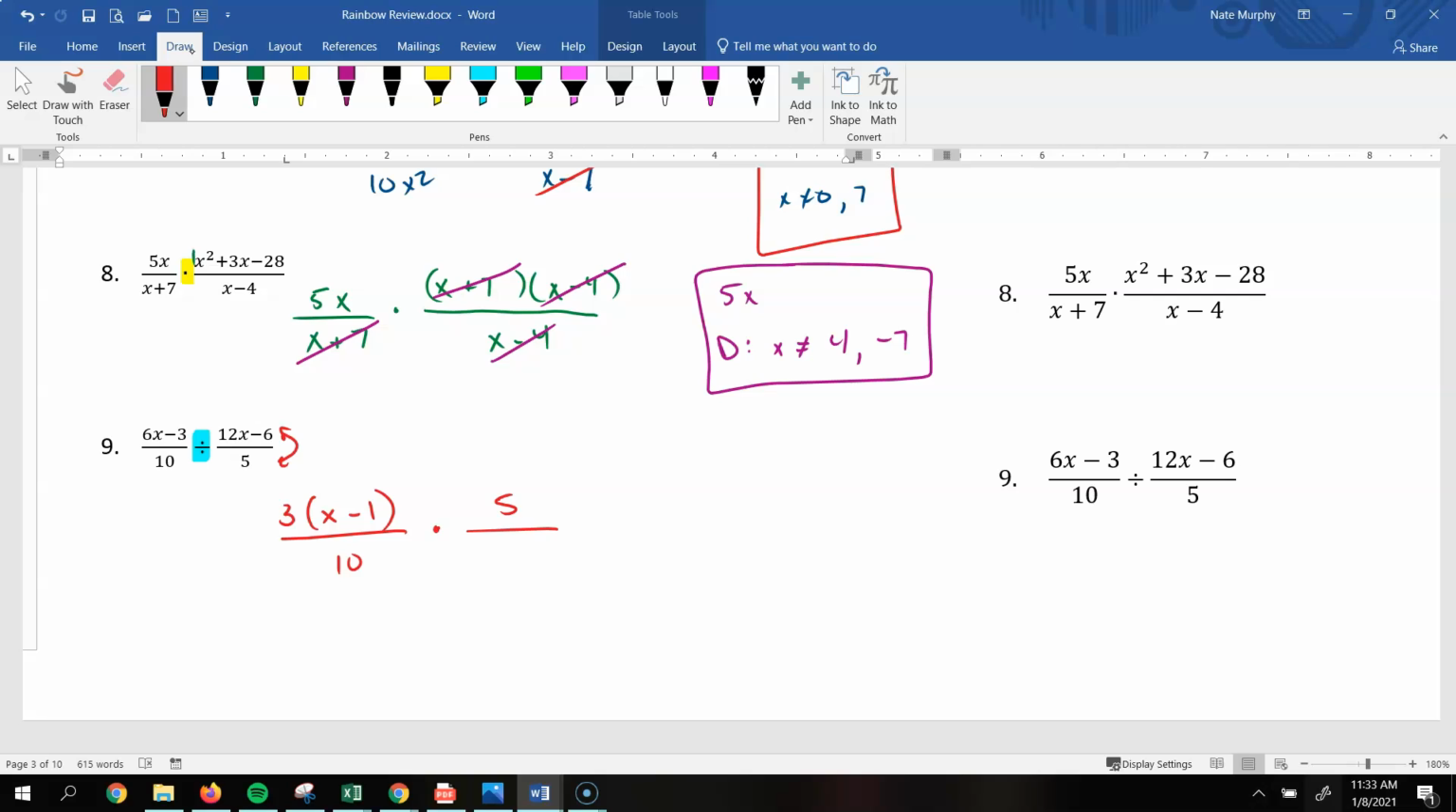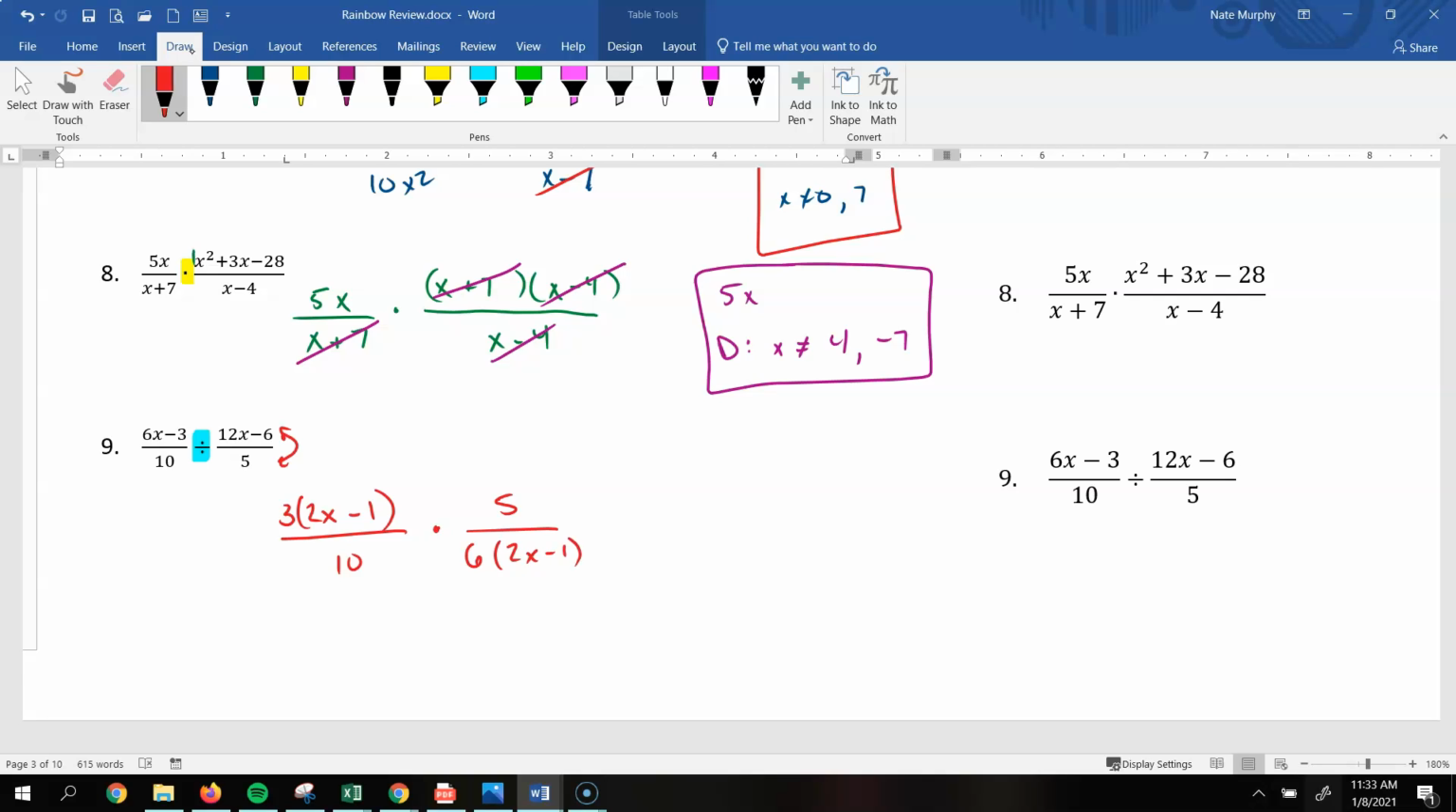And the 12x minus 6, I see that I can factor a 6 out of that. And up here I just realized I forgot something. I forgot my 2x there. 6 divided by 3 would be 2. And then for the second fraction, 12x minus 6, when I factor out a 6 there, we would get 2x minus 1 there as well.